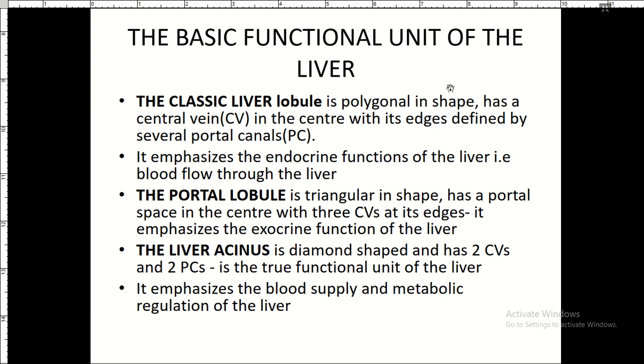We have another lobule called the portal lobule. The portal lobule is triangular in shape, with a portal space in the center, surrounded by 3 central veins. It emphasizes the exocrine function of the liver. So it emphasizes the movement of bile in the what? In the liver parenchyma.